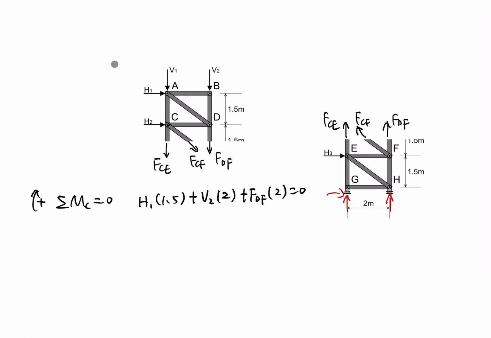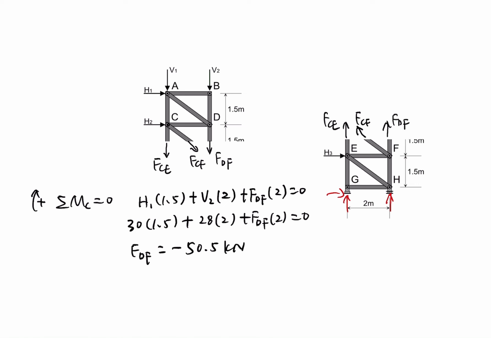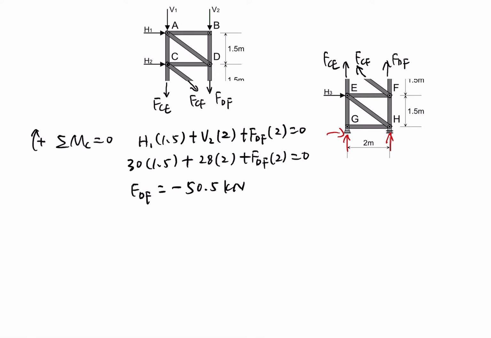So H1 is 30 kilonewton times 1.5, and V2 is 28 kilonewton times 2, plus FDF, which we need to find, times 2, equal to 0. From this equation, we can derive FDF is equal to negative 50.5 kilonewton. Okay, so this is the force at the member FDF.